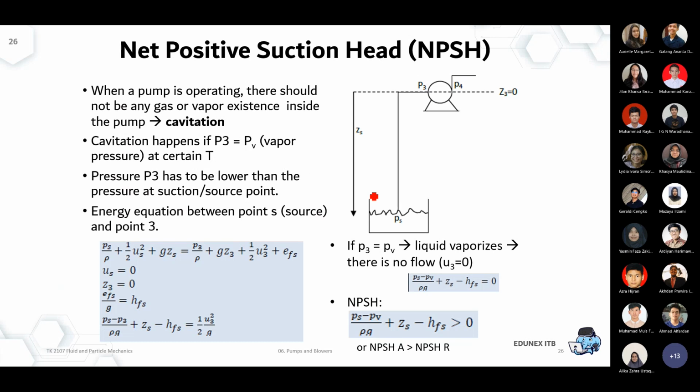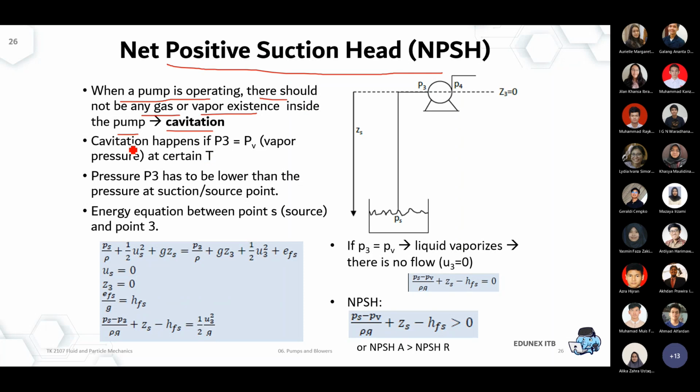I just want to use the last 5 minutes of this course to briefly talk about NPSH, net positive suction head, to prevent cavitation. When a pump is operating, there should not be any gas or vapor inside the pump. Otherwise, you will have cavitation. The impeller keeps rotating, but there will be no flow coming out from your pump, because the impeller just rotates the air inside the pump. There will not be any liquid coming out. So it stops operating, becomes very hot, and it could damage your operation.